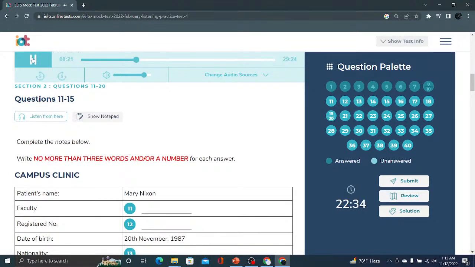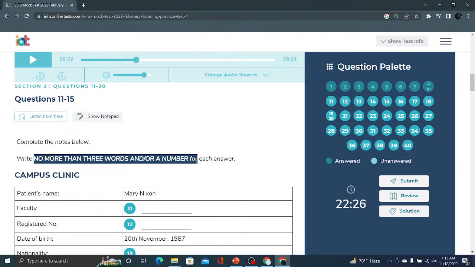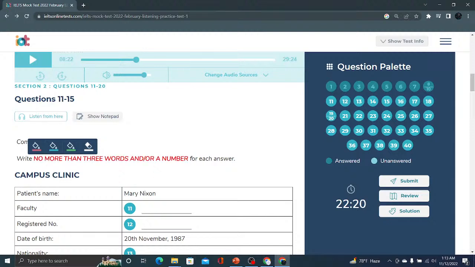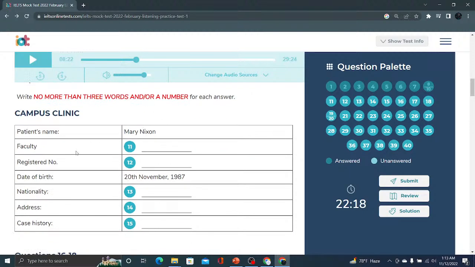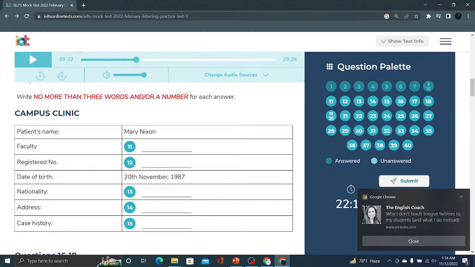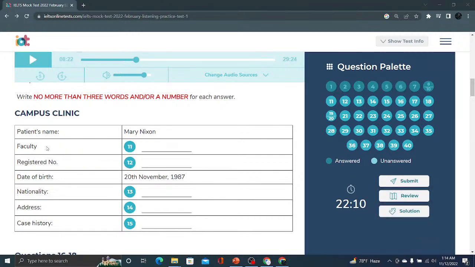Now listen. Here's another instruction for us. No more than 3 words and or a number for each answer. Okay, no more than 3 words. So we are allowed to write 3 words for each answer. Okay, let's move on. For question number 11, here is a table.